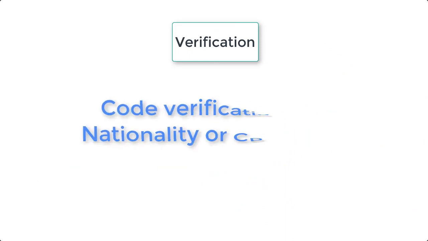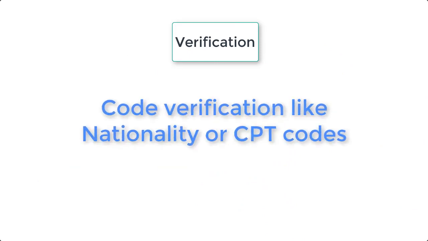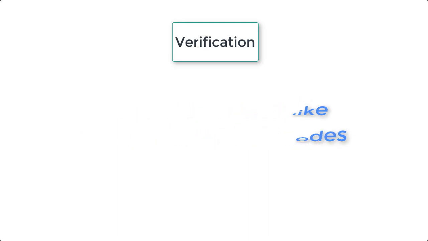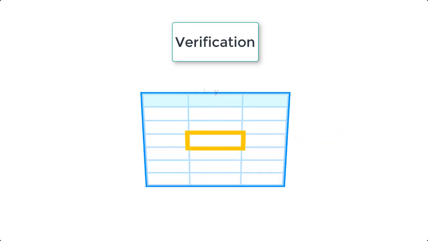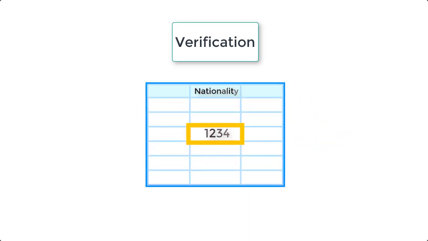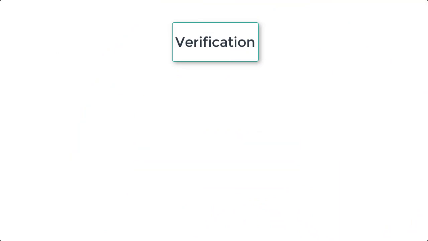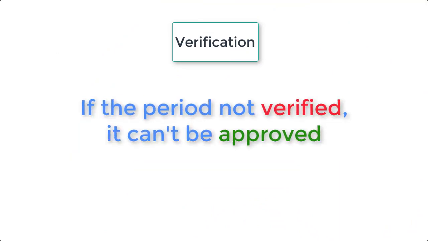Make sure codes like Nationality, CPT, and ICD match the list of codes. For example, if you enter a country code like this one, then the verification process will fail, because this code does not exist in the list of nationalities. If the data for that period is not verified, then this period can't be approved.